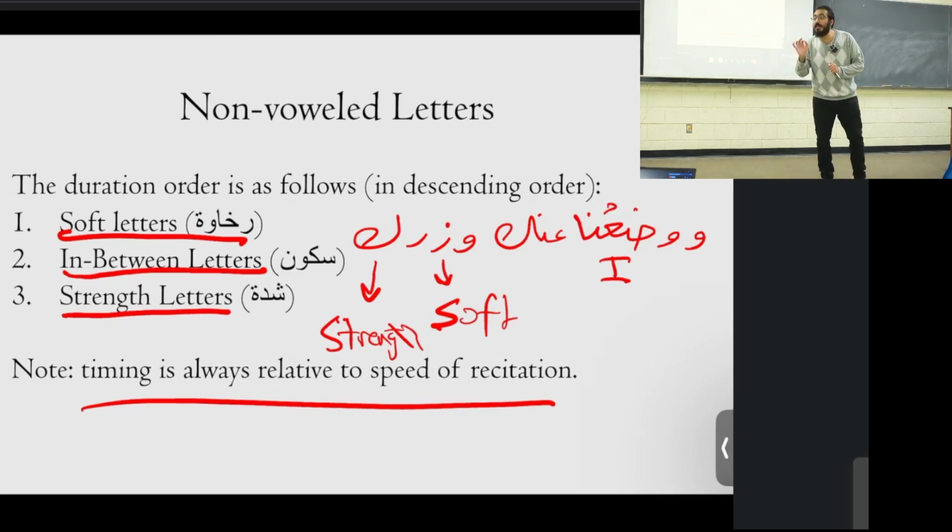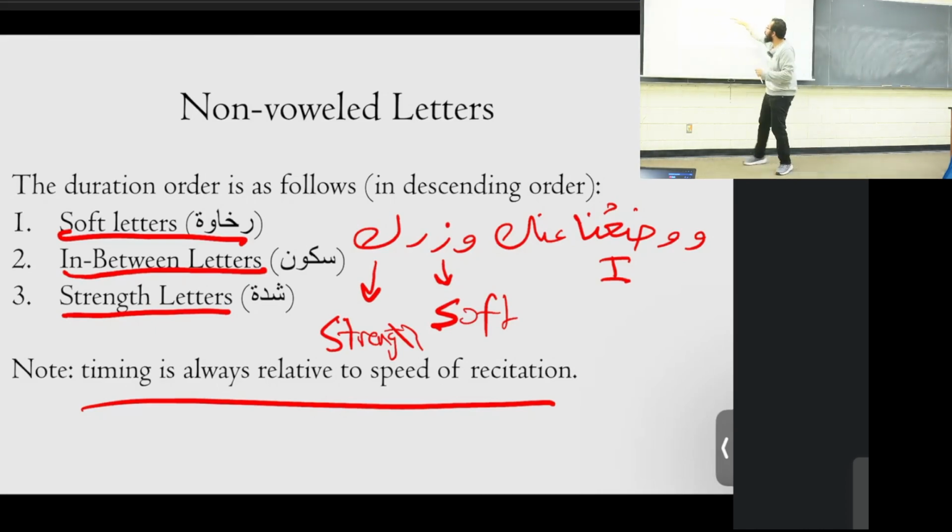وَوَضَعْنَا عَنْكَ وِزْرَكَ. وَوَضَعْنَا. عَنْكَ وِزْرَكَ. وَوَضَعْنَا عَنْكَ وِزْرَكَ. So the zain is taking much more time than the ayn. So sukoon letters that are in between have to always be faster than the soft letters. Does that make sense?